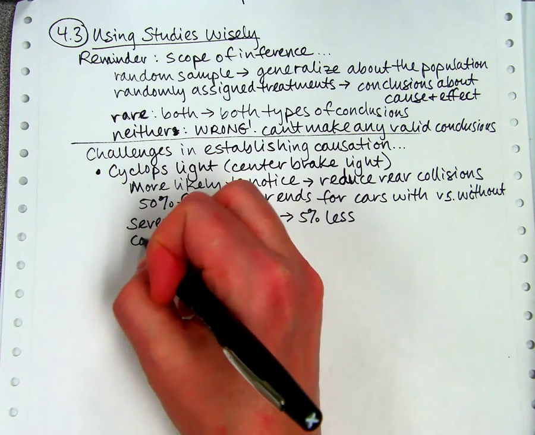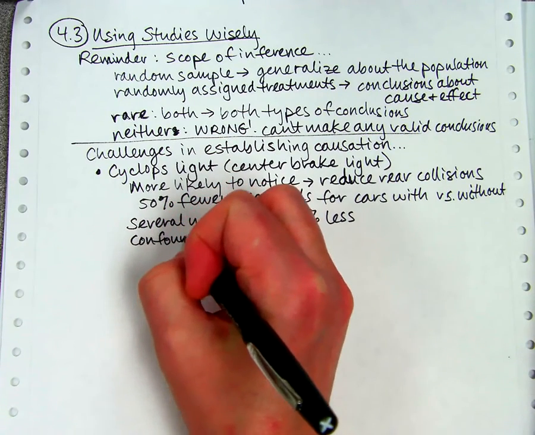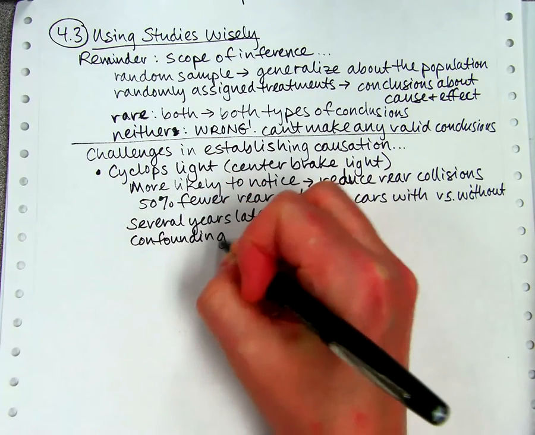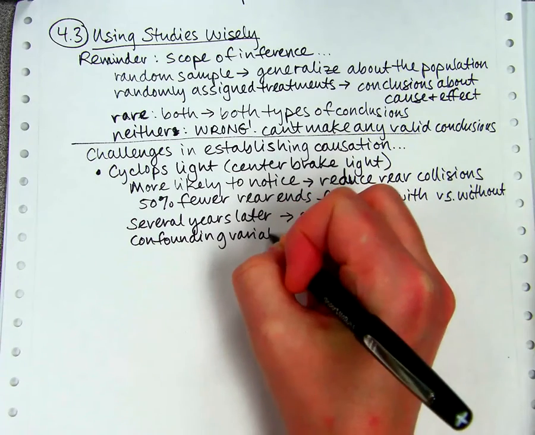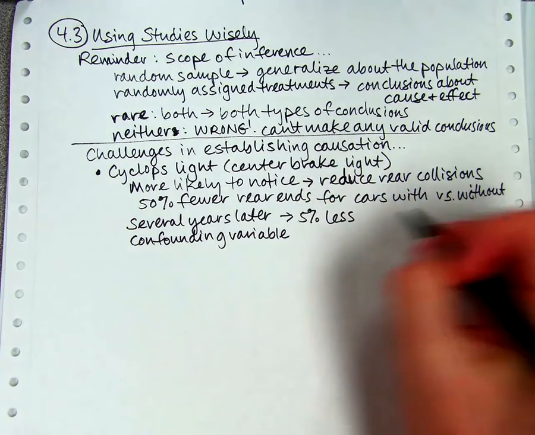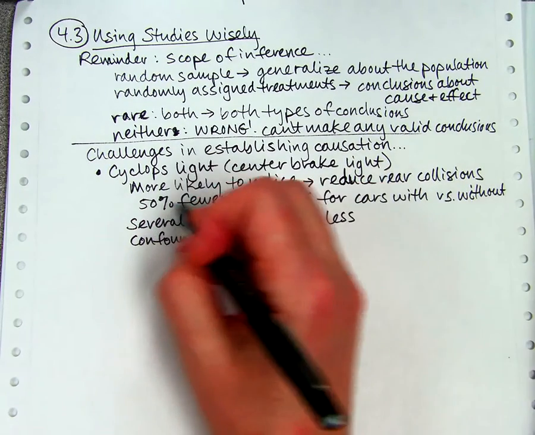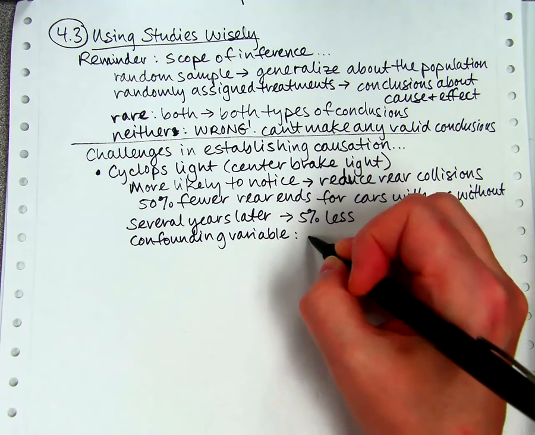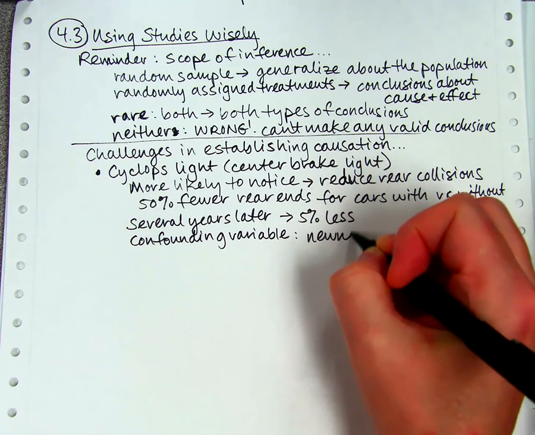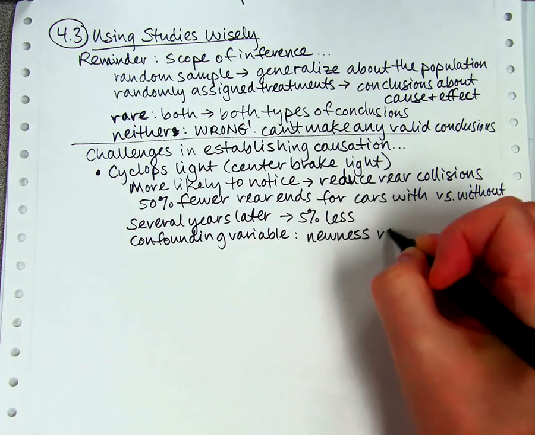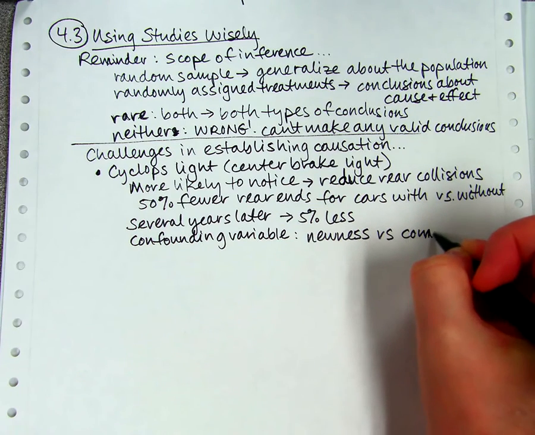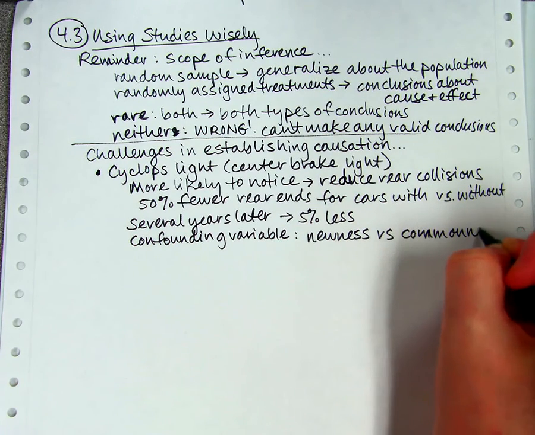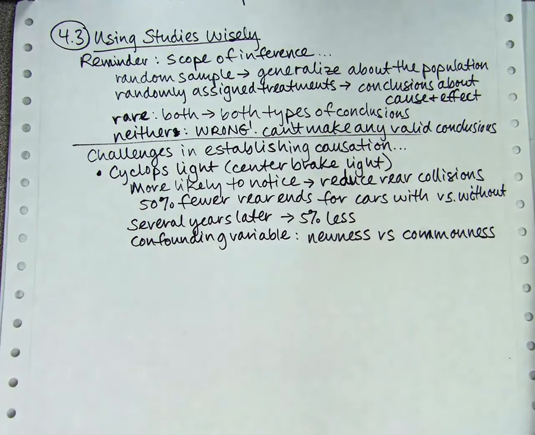So there's a confounding variable that they hadn't thought of that was causing this huge effect right here. The confounding variable was the newness or the unusualness versus the commonness of when it became common later. It made less of an impact on drivers. So that's a really fascinating thing.